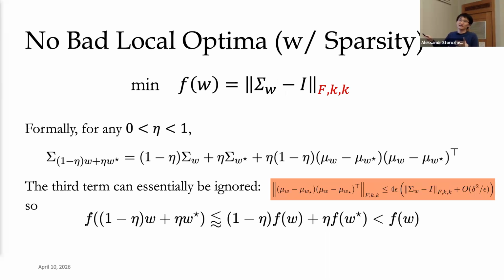Now, how do you prove a landscape result for this objective function in the context of sparse mean estimation? You prove a different structural lemma that replaces the spectral norm with the FKK norm. Okay, that requires some additional work, but not too much. And then the high-level sketch of the proof remains.